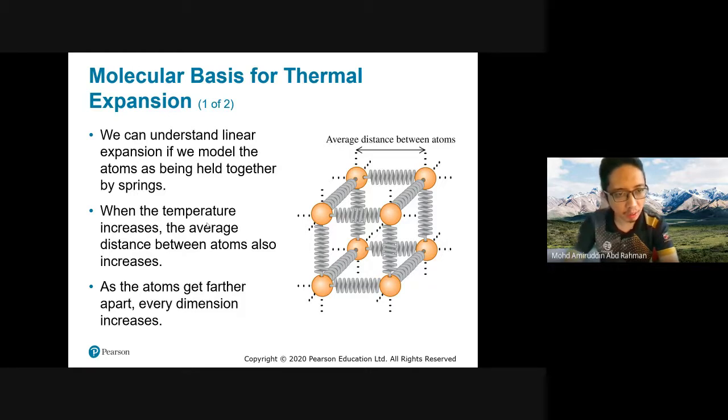As the atoms get farther apart, every dimension increases. So basically there is expansion of the distance between the molecules or atoms. One important thing is that the atoms do not increase in size, but the distance between the atoms is what expands. That's why we can see a bigger expansion of the object.